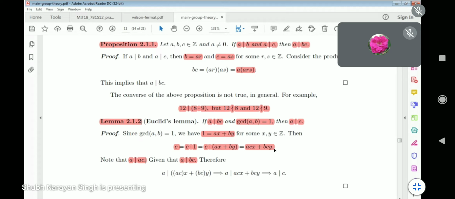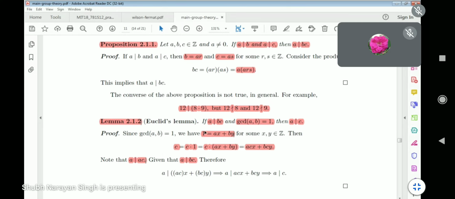Now, this information we already have, that A divides BC. This is given, and we know that A divides AC because AC has one factor A. That's why A divides this combination, AC times X plus BC times Y. That means A divides ACX plus BCY, and ACX plus BCY is nothing but C, as we have observed. That's why A divides C. So that is your goal in this lemma.